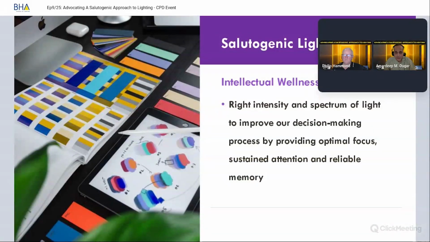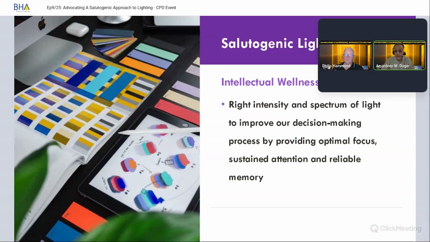And intellectual wellness happens when you have the right intensity, the right spectrum, because it helps in improving your decision-making process. It provides optimal focus. Only when you have the right intensity, the right spectrum of light, are you able to focus on the object. You can have sustained attention to actually start identifying the patterns, the details, and then your brain starts recording all of this information into creating reliable memory.